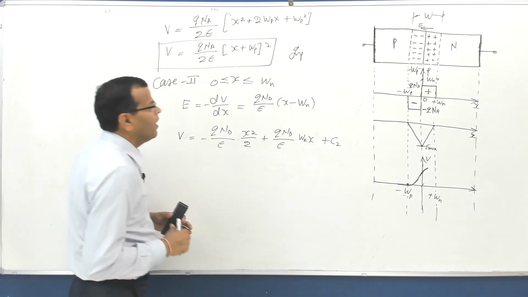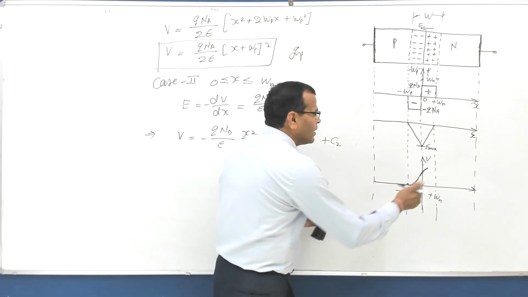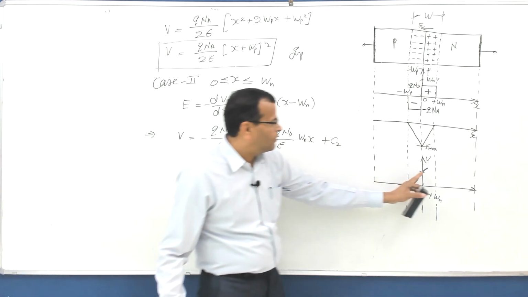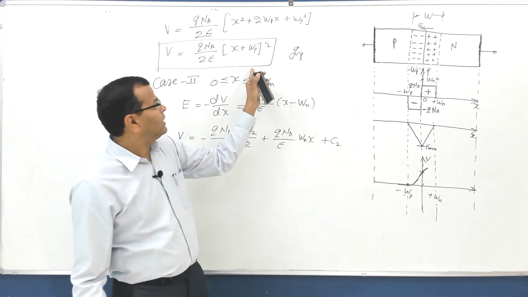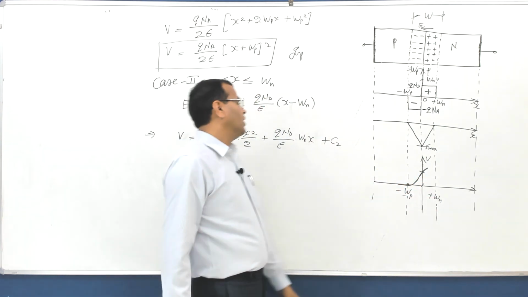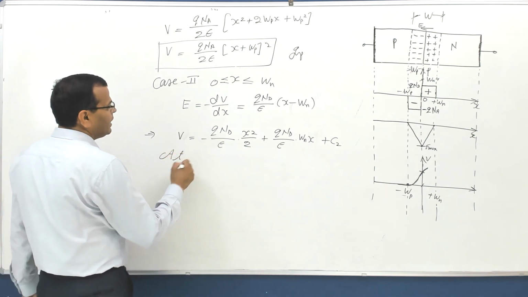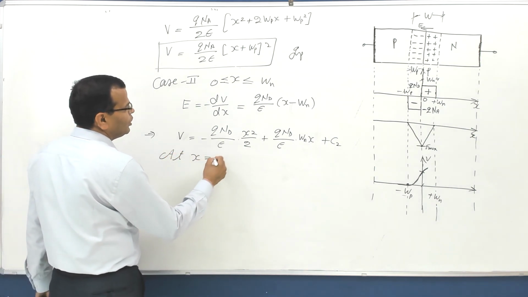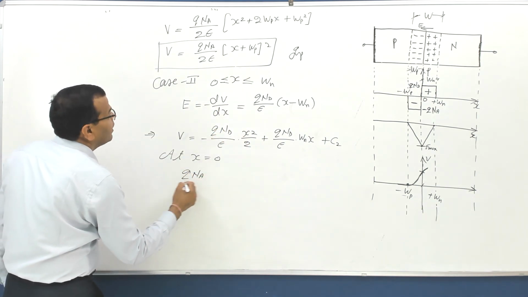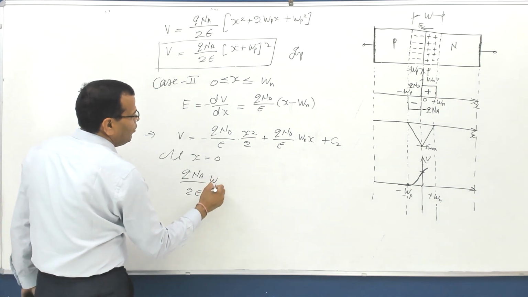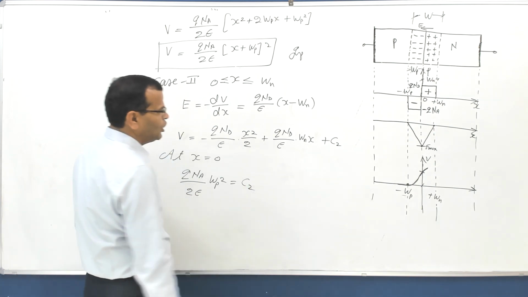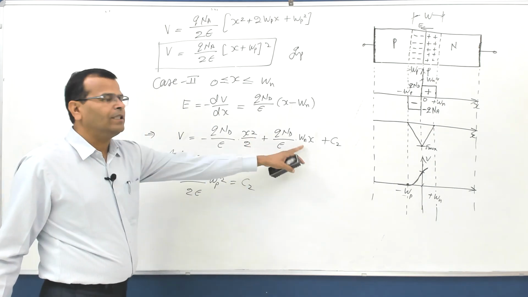So here potential is increasing, so at this boundary potential must be the same from this expression. Why? Because it is for positive values of x, and from this expression for negative values, and it is the common point. Potential is a continuous function. So at x equal to 0, this and this must be the same. I'll say q N_A by 2 epsilon WP square is equal to, now put x equal to 0 here, that is C2. This becomes 0, this becomes 0 because x is 0.